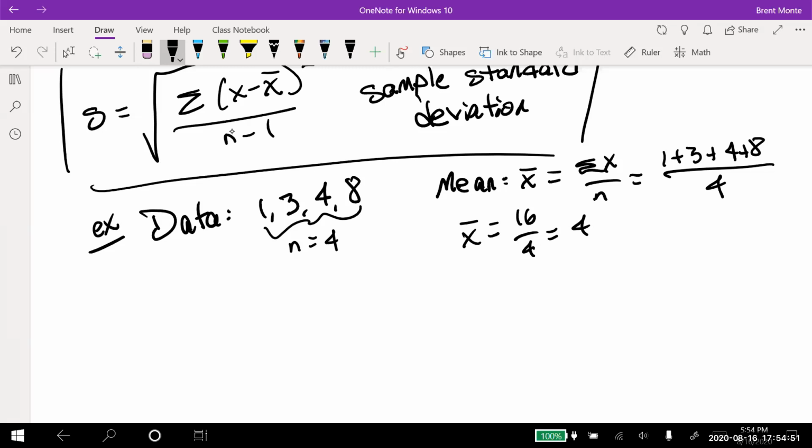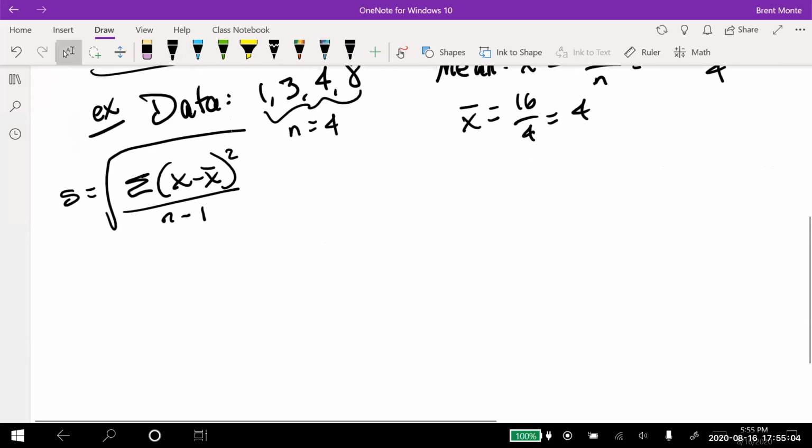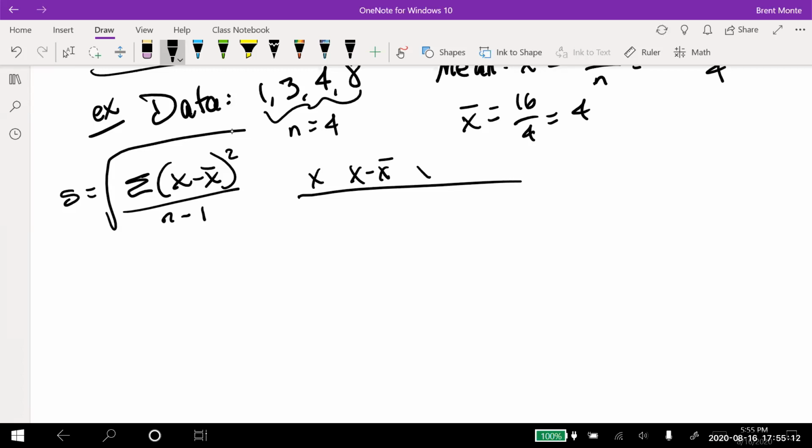But now I have to use that formula. Here's my formula: it's the sum of each of these X minus X bar, squared, divided by N minus 1. All right, so let's do this for these values. What I usually have to do is set up a table. I say, okay, what are my X values? What are my X minus X bar values? What are those things squared? And then I can add them all up.